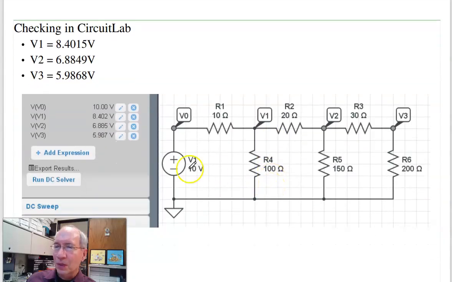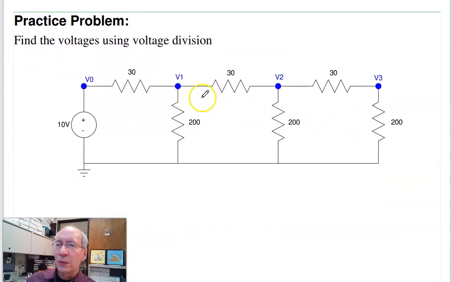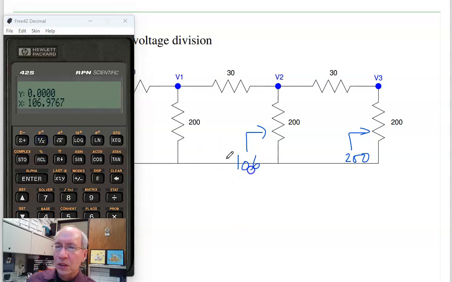In Circuit Lab, I can build a circuit and check my answers. They should match. So here's a practice problem. Find the voltages V1, V2, and V3. Again, to do that, let's find the resistances. So this is 200 ohms, looking right. This one looking right is 230, in parallel with 200, 106 ohms. Let's call that store O2 for B2.